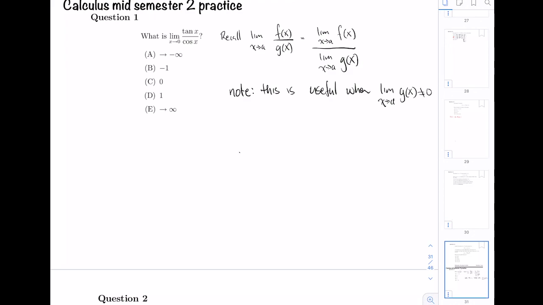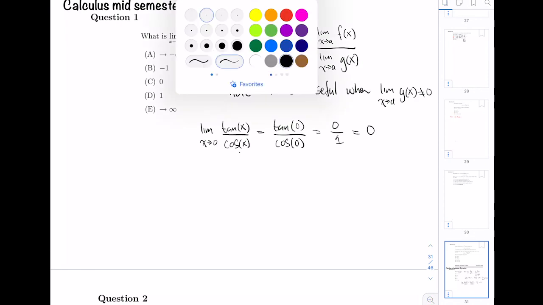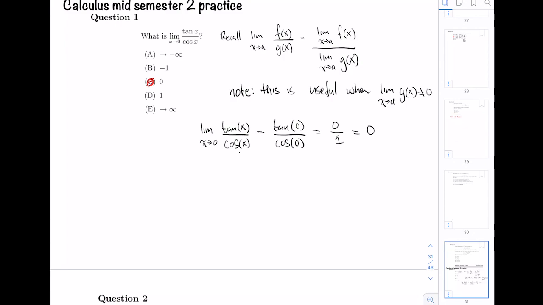So in this case, we have tan of x over cosine of x, and we know that as x approaches 0, cosine of x tends to 1. So in this case, we can simply evaluate our limit as x approaches 0 of tan x over cosine of x as tan of 0 divided by cosine of 0, which is equal to 0 divided by 1, which is equal to 0. Simple and straightforward.